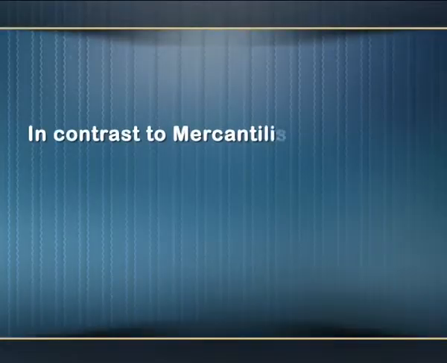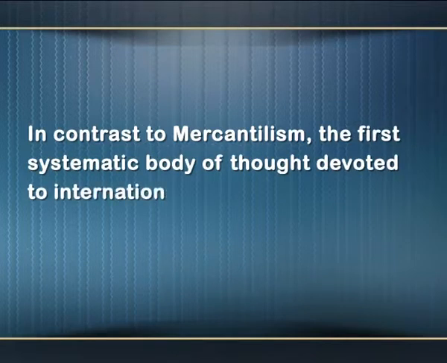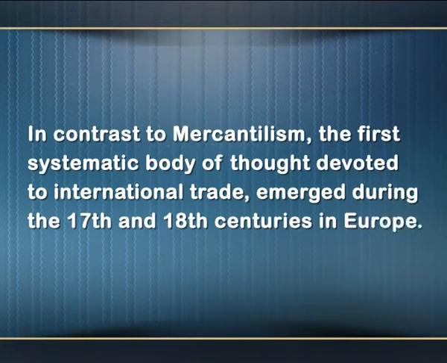In contrast, mercantilism, the first systematic body of thought devoted to international trade, emerged during the 17th and 18th century in Europe. While most views surfacing from this school of thought differed, a commonly argued key objective of trade was to promote a favorable balance of trade, referring to a time when the value of domestic goods exported exceeds the value of foreign goods imported. The favorable balance in turn created a balance of trade surplus.